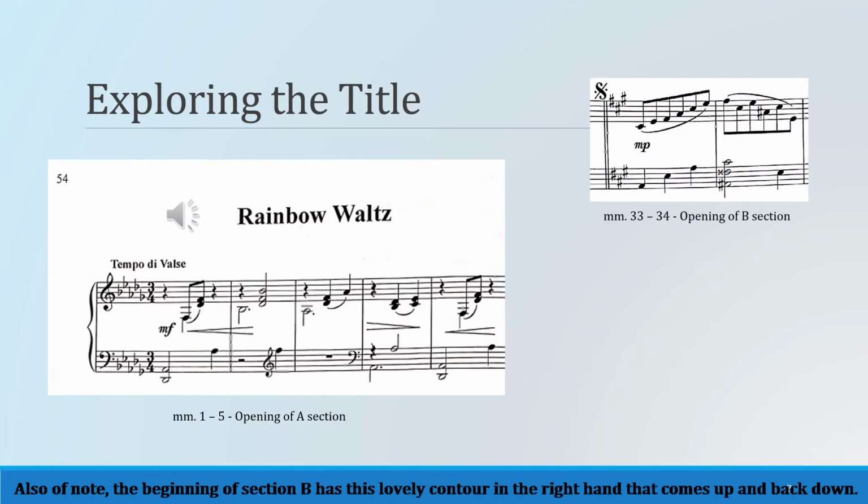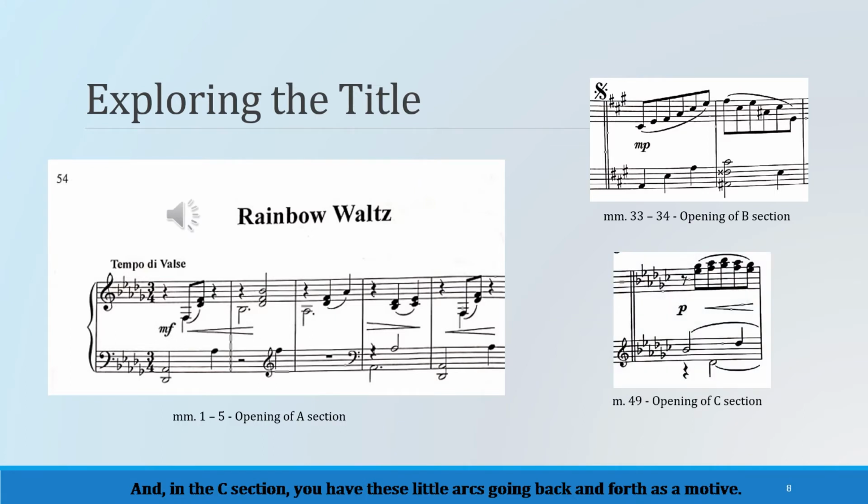Also of note, at the beginning of section B, you have this lovely contour in the right hand that comes up and back down, and in the C section as well, you have these little arcs going back and forth as a motive. So this got me thinking, not necessarily that this is super important, but it got me focused on gesture and the physicality of motion and all these risings and fallings. And so that is where we are going to take this, with gesture.